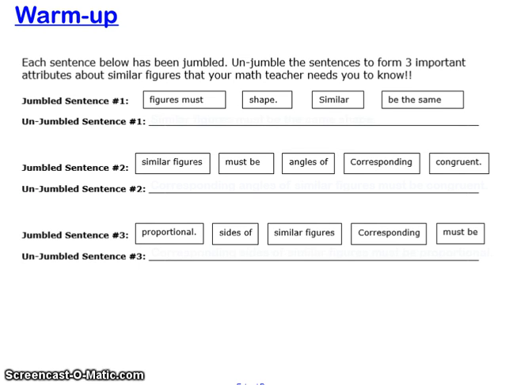It says each sentence below has been jumbled. Unjumble the sentences to form 3 important attributes about similar figures that your math teacher needs you to know. Jumbled sentence number 1 has these 4 boxes, and you have to put those boxes in order. You're going to do the same thing for jumbled sentence number 2 and jumbled sentence number 3. So go ahead and pause your video so that you can get your warm-up done, and I will come around to check it for you.